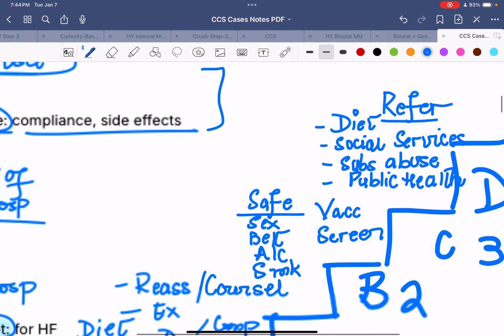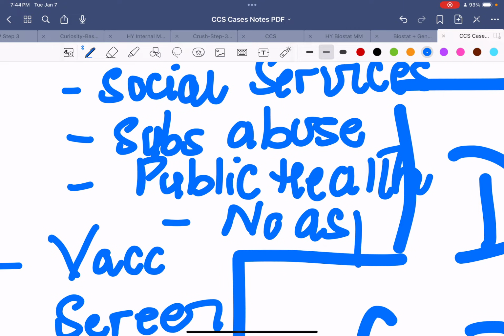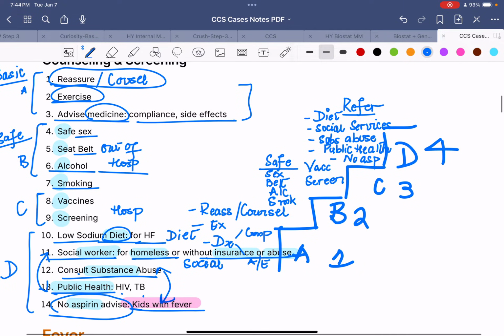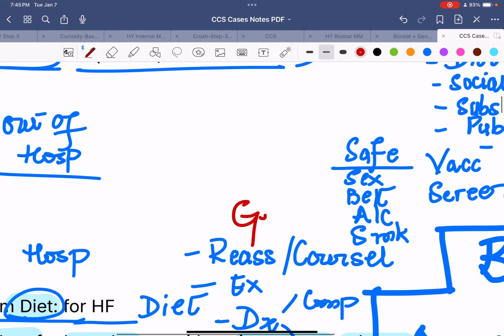And then we can also advise the parents that they are not going to give any aspirin to the child once the child is at home, because of the risks of causing Reye's syndrome in the kid. Okay, so quick review of the counseling and screening: step number A includes the general counseling as well as reassurance, exercise, advice regarding the medication side effects, as well as the compliance, right? So this was all regarding, you can label it as the general counseling.